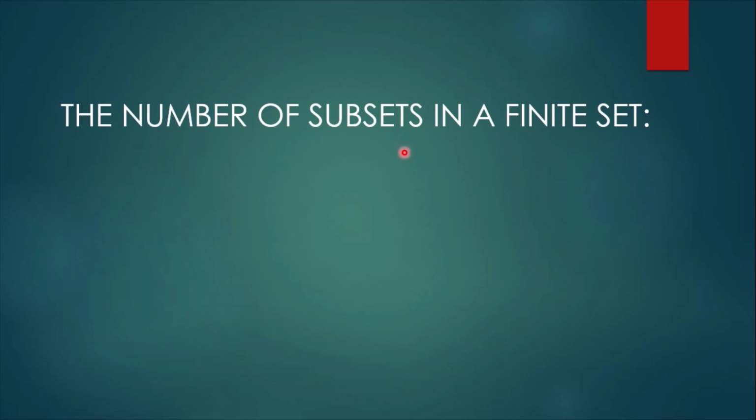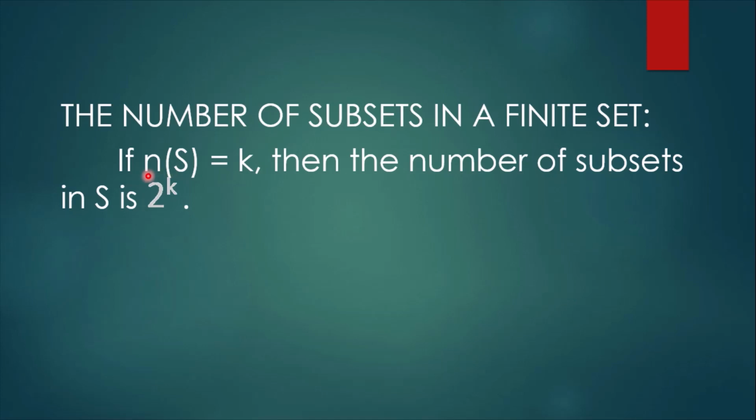Okay, the number of subsets in a finite set. So, we have this rule: if n(S) equals k. Take note, n(S) is our cardinality, the number of elements in a given set, equals k. Then, the number of subsets in S is 2 raised to k, the number of elements. That k is what we call the cardinality.